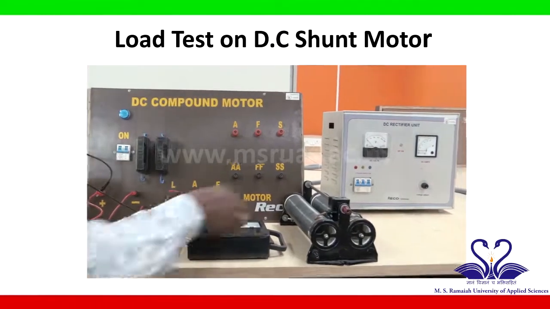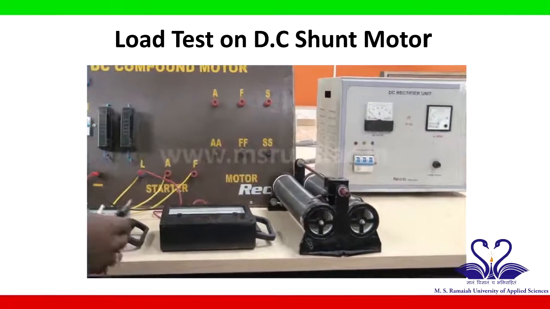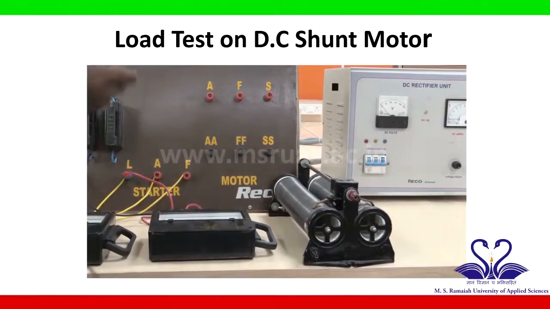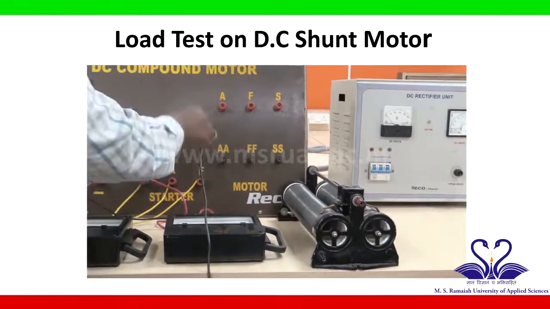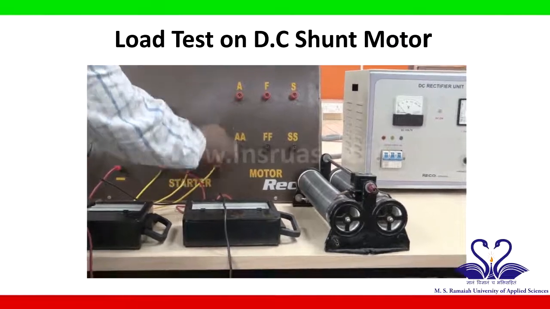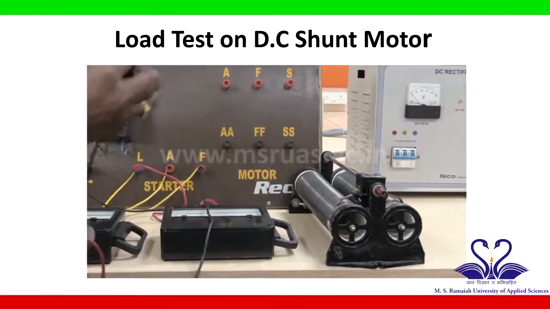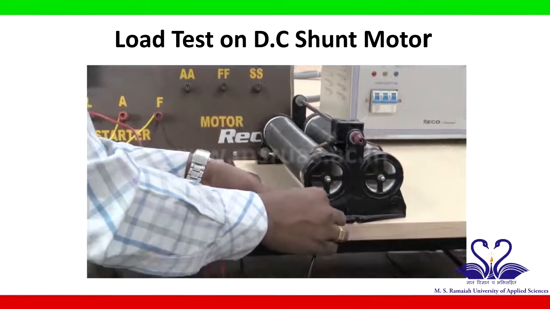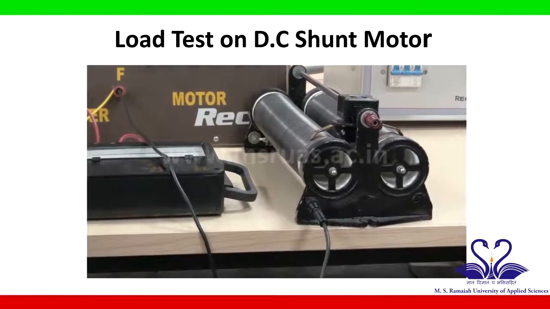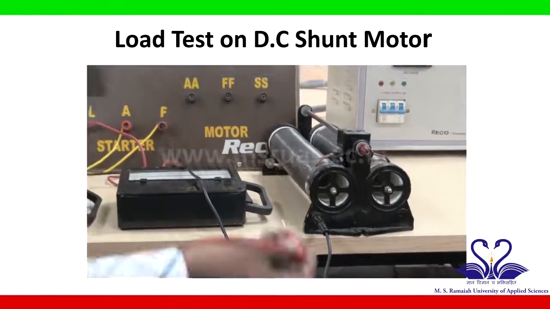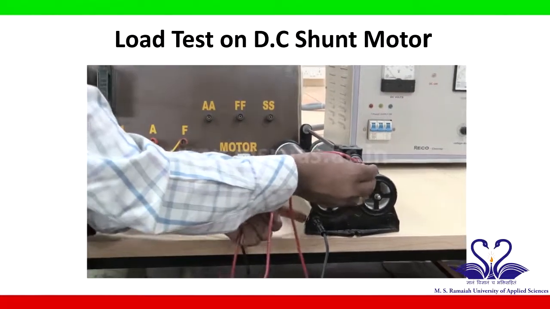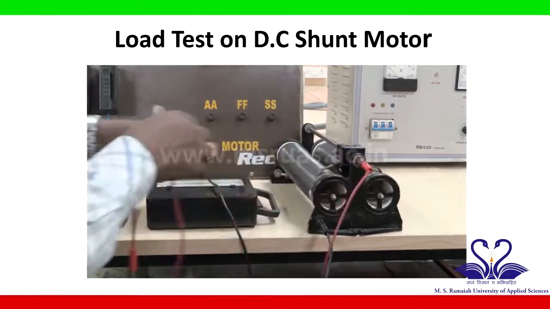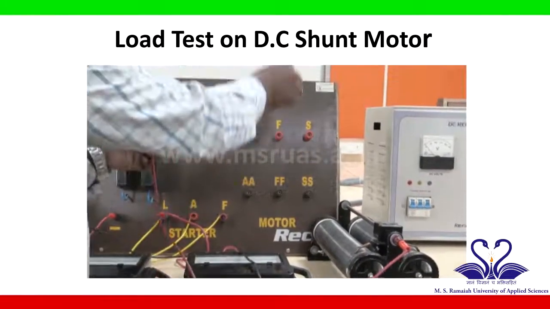Now let us do the rheostat. First connect one connecting wire to the field of the motor starter. From here you have to give the connection to the minimum terminal of the rheostat. Now the maximum end of the rheostat, that is the red color, you have to connect to the motor field F.